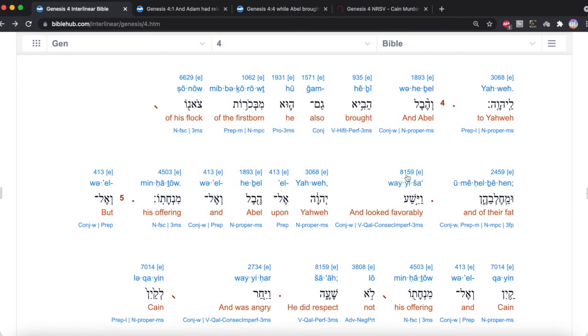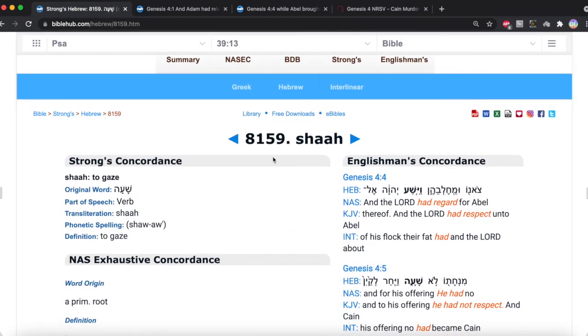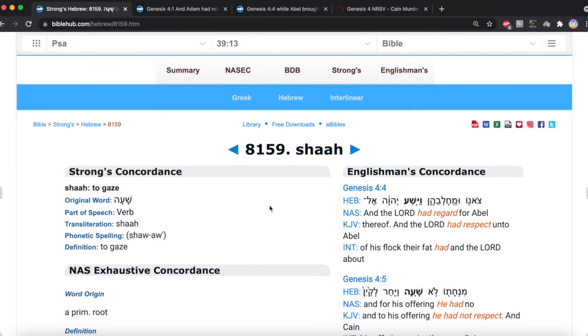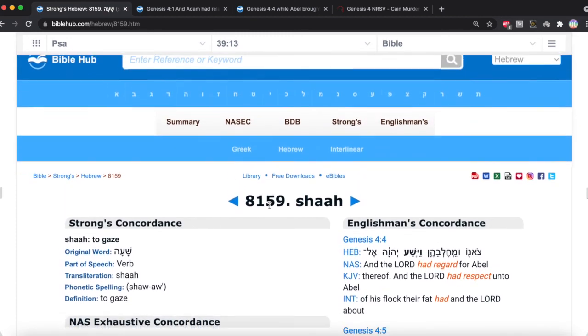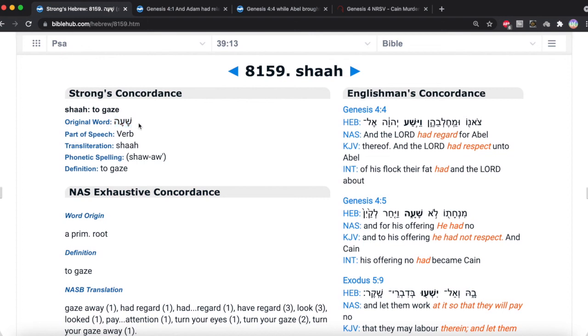So what we're going to do is click on this number here. If you don't know what it is, you're like, why is that number there? That means nothing to me. Well, click on it. What that does is it takes you to Strong's Hebrew dictionary. It's a good Hebrew tool, but basically it's taking you to the root of the verb.